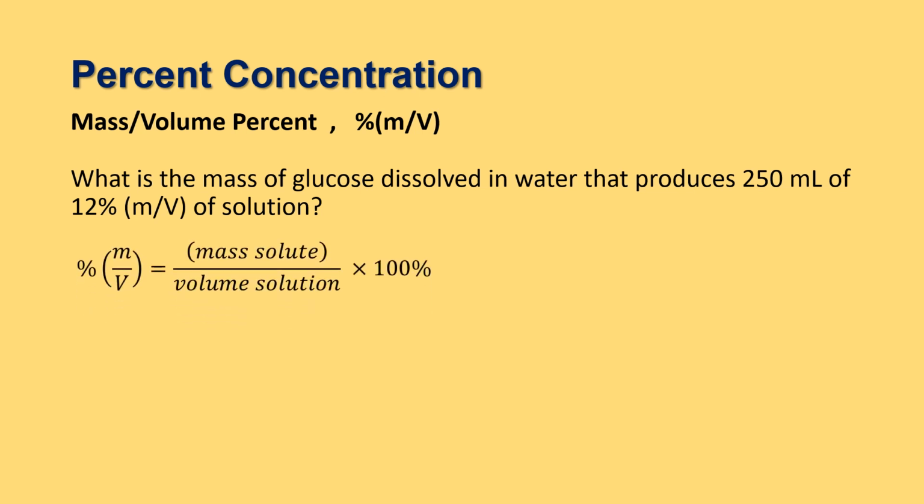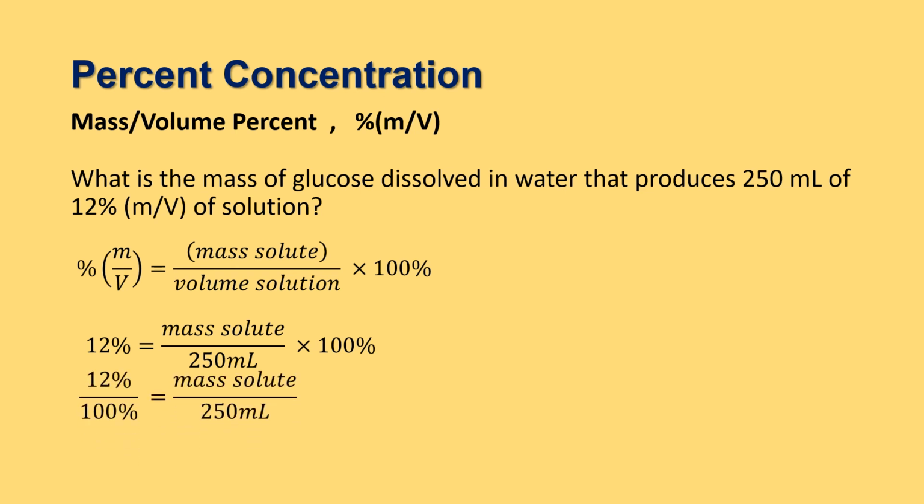So using the formula, mass volume percent is equal to the mass of solute over volume of solution times 100%. First, let us plug in the values to our formula. So we have 12% equals mass of solute, the unknown, all over 250 ml, the volume of our solution, times 100%. At this stage, we can divide both sides by 100%. So we will have 12% divided by 100% equals the mass of solute over 250 ml.